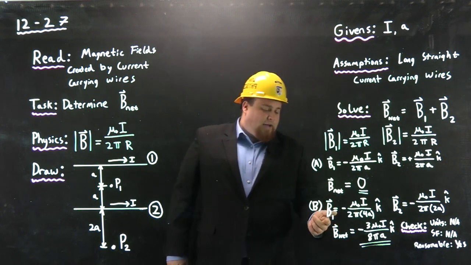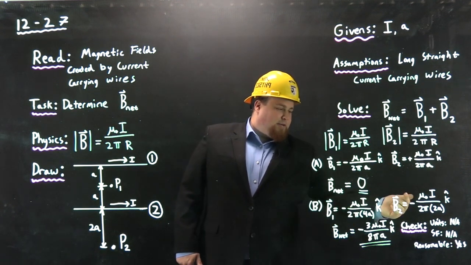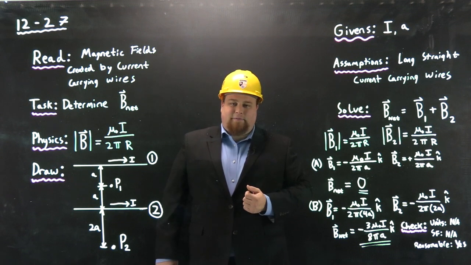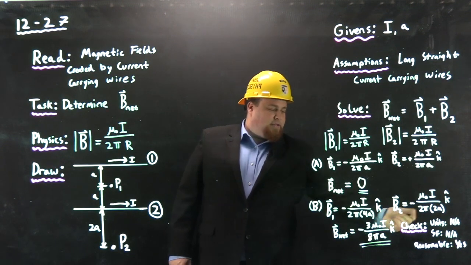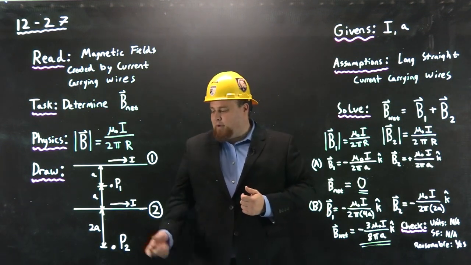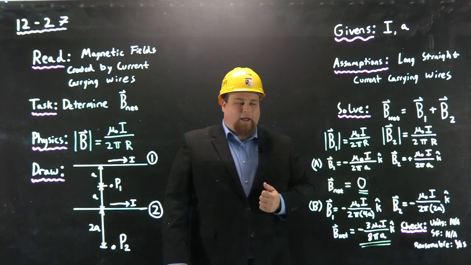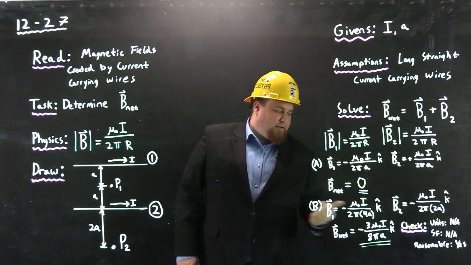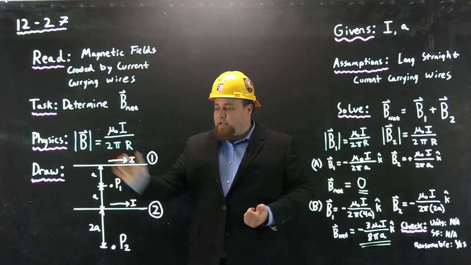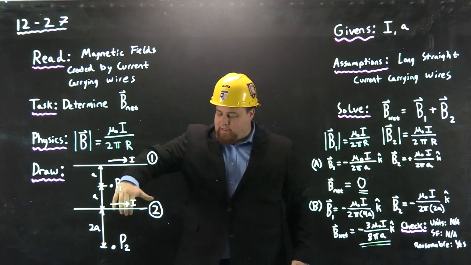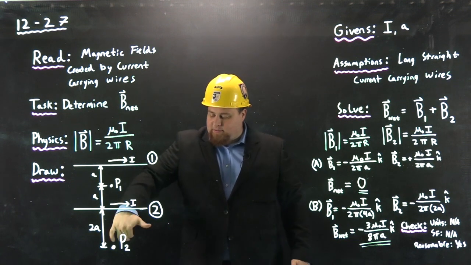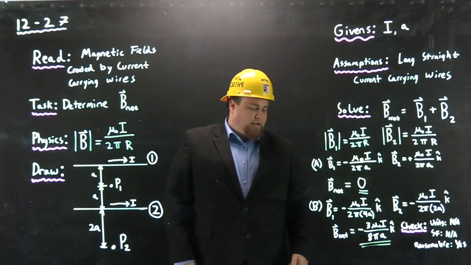For part B, we have the same base equations for the magnitudes of B1 and B2. However, the distances away for each one are now going to be bigger, because for 2 it's 2a, and for 1 it is now 4a away. So that gives our different values for each magnitude. In terms of direction, now we have both of them pointing into the screen, which means they're both going to be pointing in the negative k direction.